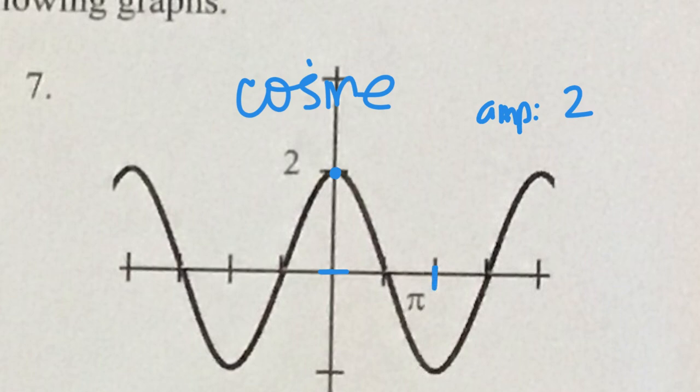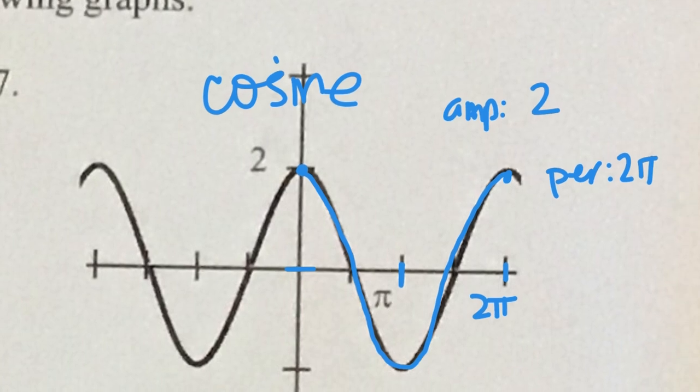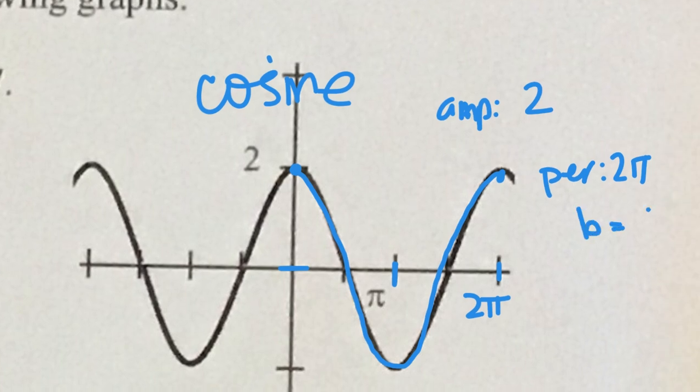Okay, if this tick mark we're going to call pi, that means it has a complete cycle at 2 pi, right? A complete cycle for cosine is from a max to another max. So this has a period of 2 pi. And if it has a period of 2 pi, that means we have a b value of 1, right? Because 2 pi is your standard period for cosine.